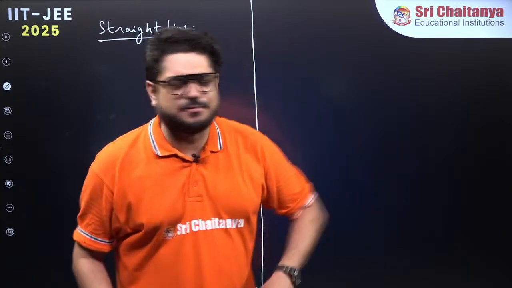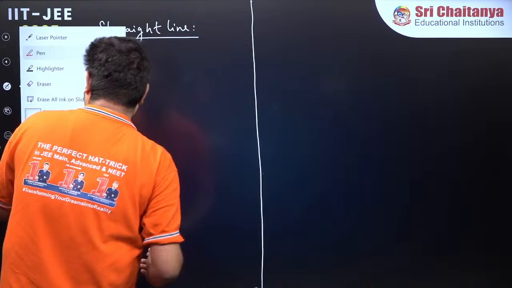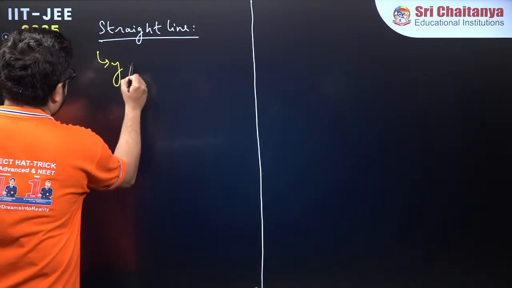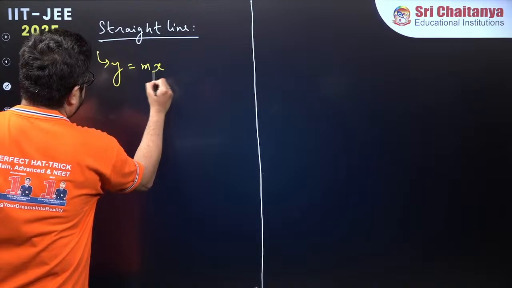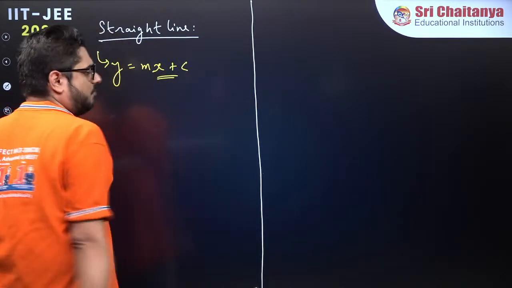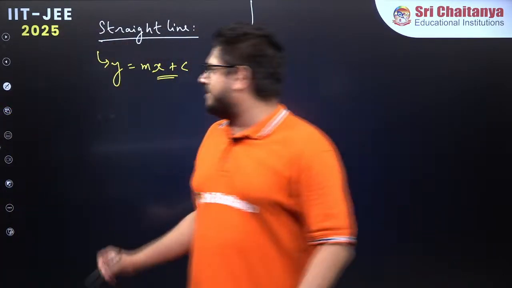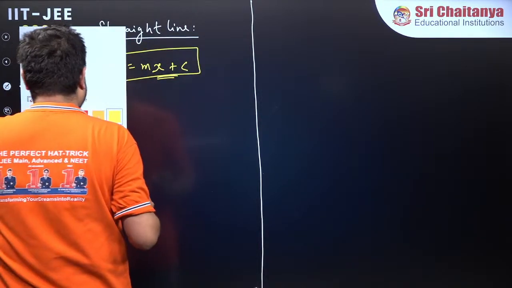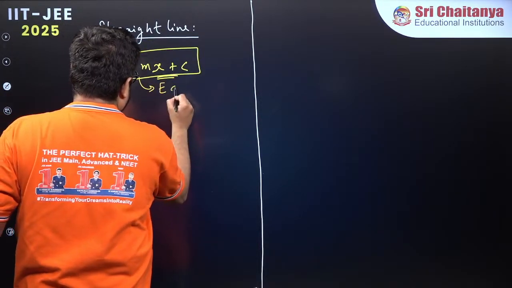So now what needs to be done? I will be saying the standard equation of a straight line is going to be written as y is equivalent to mx plus c. Y is equals to mx plus c. Write down everyone. This is the equation of a straight line.